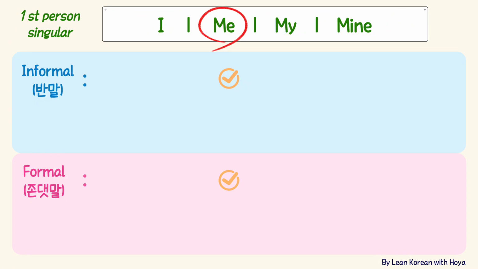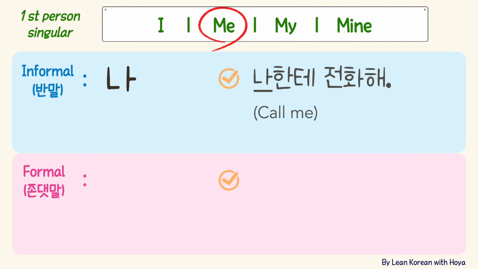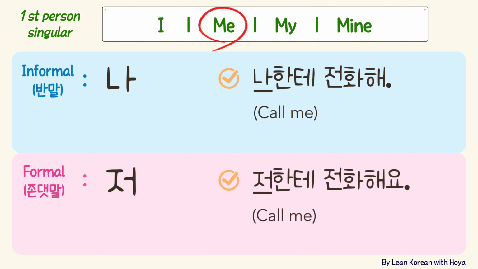The next pronoun is me. We use the same word for me and I. So in informal speech, we use 나. Call me in Korean is 나한테 전화해. For formal speech, we use 저한테 전화해요.